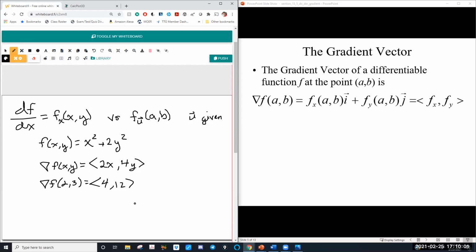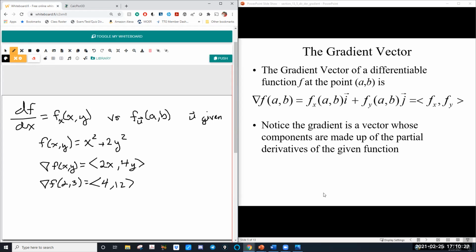All right. So for right now, what I want you to take from this is the gradient is not hard to find. It is just a vector whose components are made up of our partials. That's all. And they go in order. f sub x, f sub y, and then when we go into 3 space, f sub z is our third component. So finding it procedurally is not a big deal.